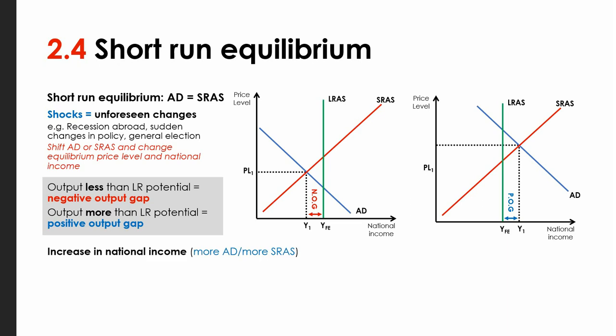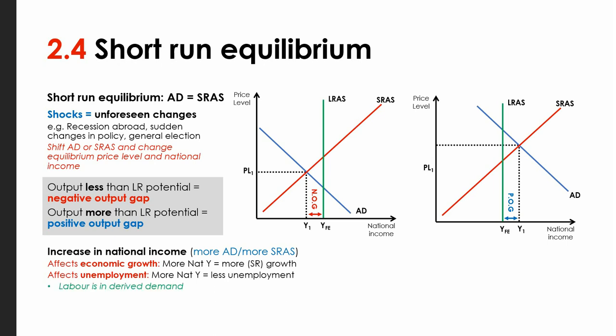We need to be able to link these changes in short-run equilibrium to our macroeconomic objectives. So if there's more aggregate demand or more short-run aggregate supply, we're going to get more national income. That will lead to more economic growth, more short-run growth. Less unemployment, because more national income means more demand for goods and services. Firm labour is in derived demand with output, so more output means more demand for labour, less unemployment. And we're going to get more spending on imports, because as national income goes up, firms and consumers spend more on everything, including more on imports.